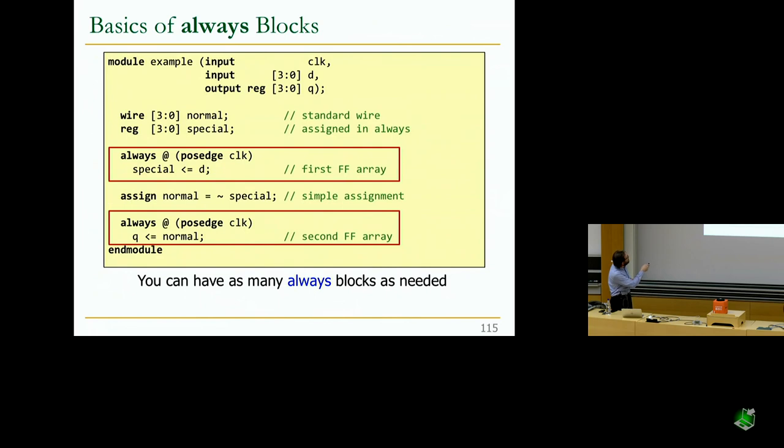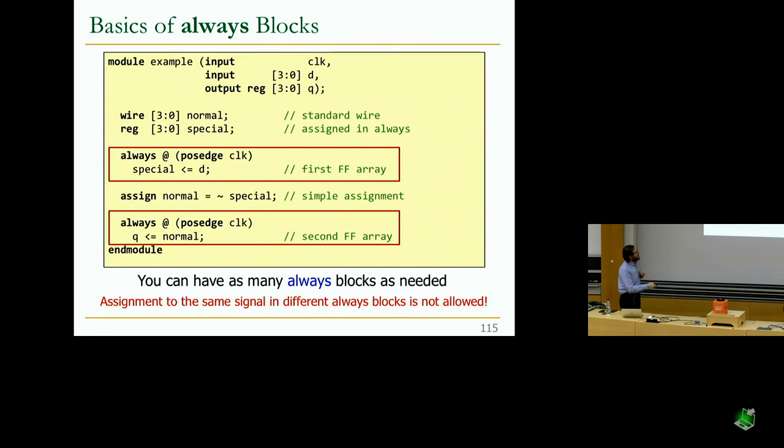And as you can see, you need to define the things that are assigned in the always block as regs. But other combinational things are defined as wires. Make sense? So wire is combinational, reg is state storage. Think about it that way.